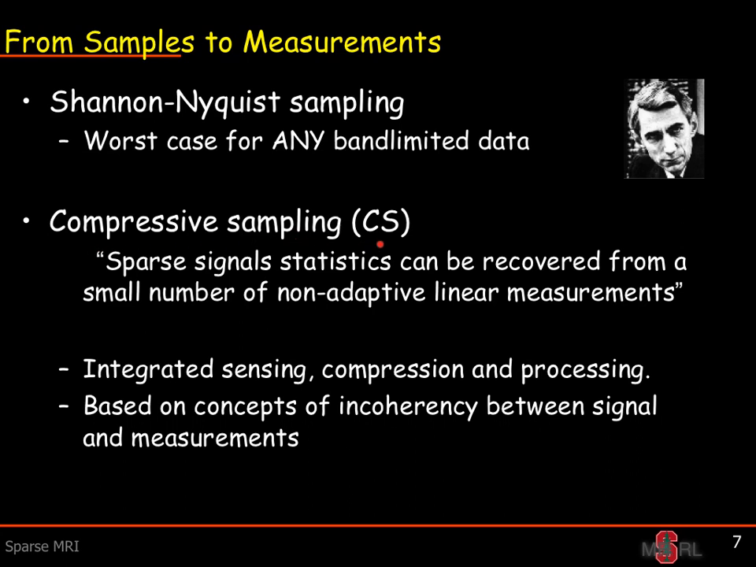But in compressive sampling, we exploit the fact that sparse signals can be recovered from a small number of non-adaptive linear measurements. By non-adaptive, we mean that we don't necessarily have to adapt the samples or the system that we're taking to each object that we're scanning. So here we integrate sensing, compression, and processing. Sparse MRI is based on concepts of incoherency between signal and measurements, and we're going to talk more about what we mean by incoherency as we move forward.